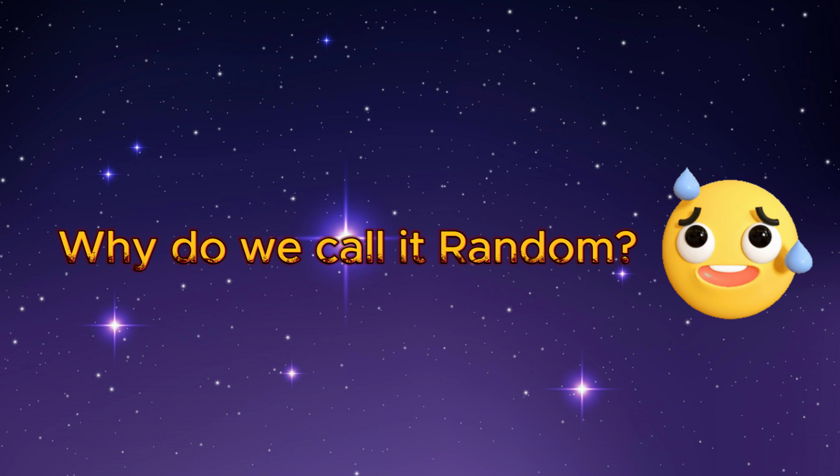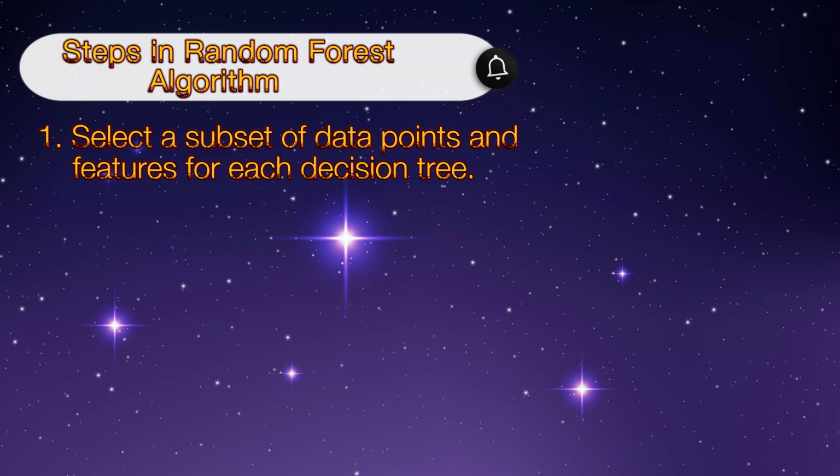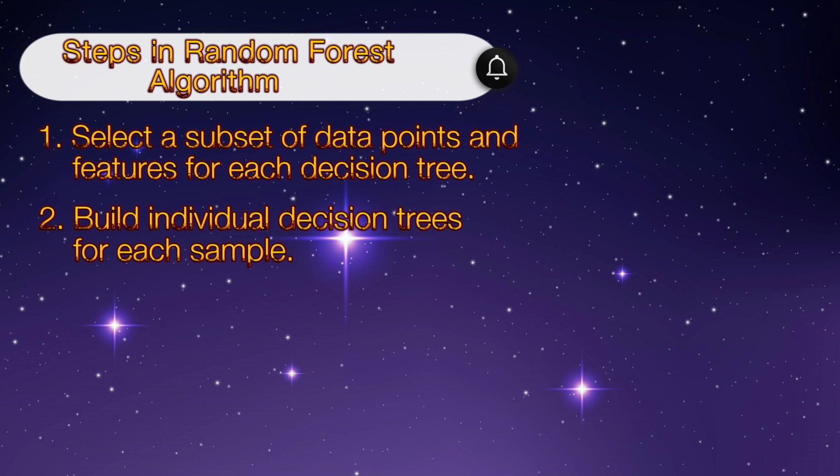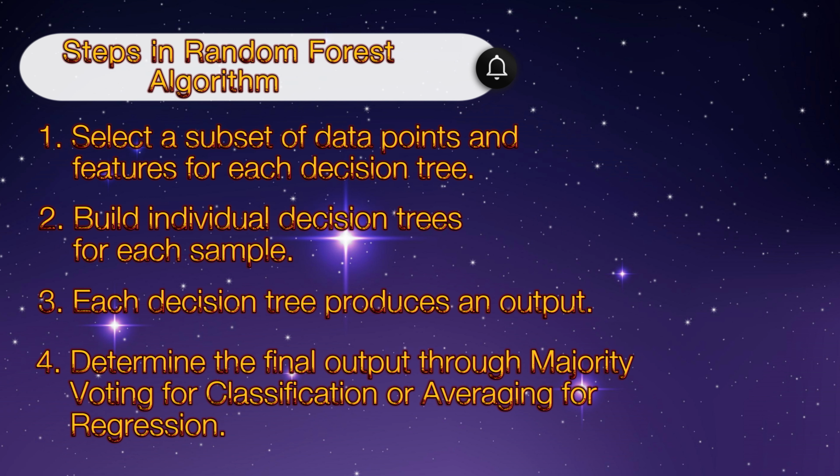Before we proceed, let me introduce to you the steps in the random forest algorithm. Step 1. Select a subset of data points and features for each decision tree. Step 2. Build individual decision trees for each sample. Step 3. Each decision tree produces an output. And the last one, determine the final output through majority voting for classification or averaging for regression.